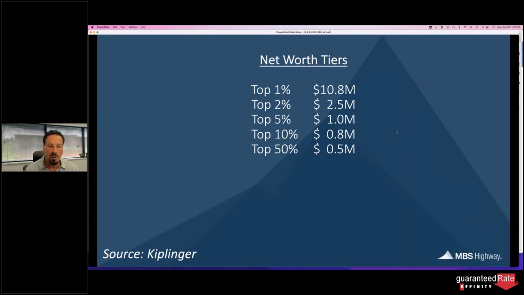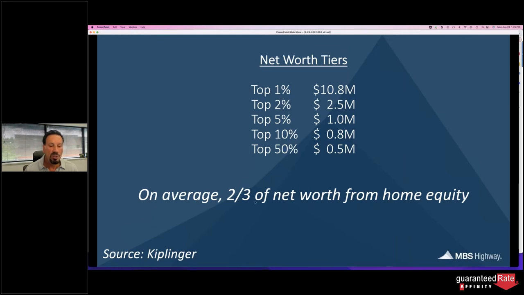The thing of it is, though, that on average, 2/3 of everyone's net worth comes from owning a home. So if you want to improve your net worth, you do it with real estate.